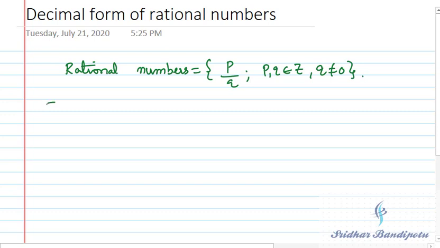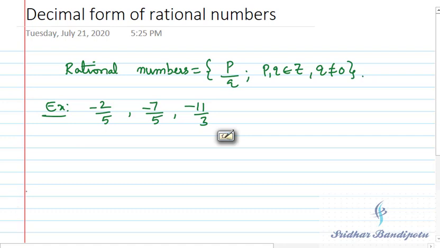Let us take an example, minus 2 by 5, and one more example, minus 7 by 5, and one more, minus 11 by 3. We can say these three are rational numbers, right? Because both numerators and denominators are integers. So, integer by integer, we can say it is a rational number.